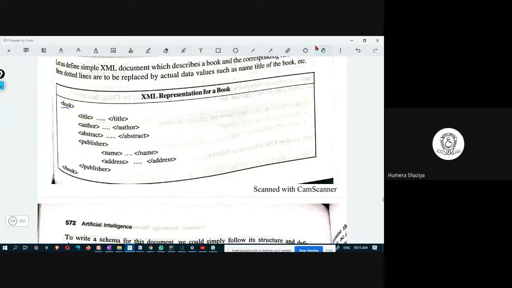If you define the same book through HTML, we will not find these kind of specific tags.